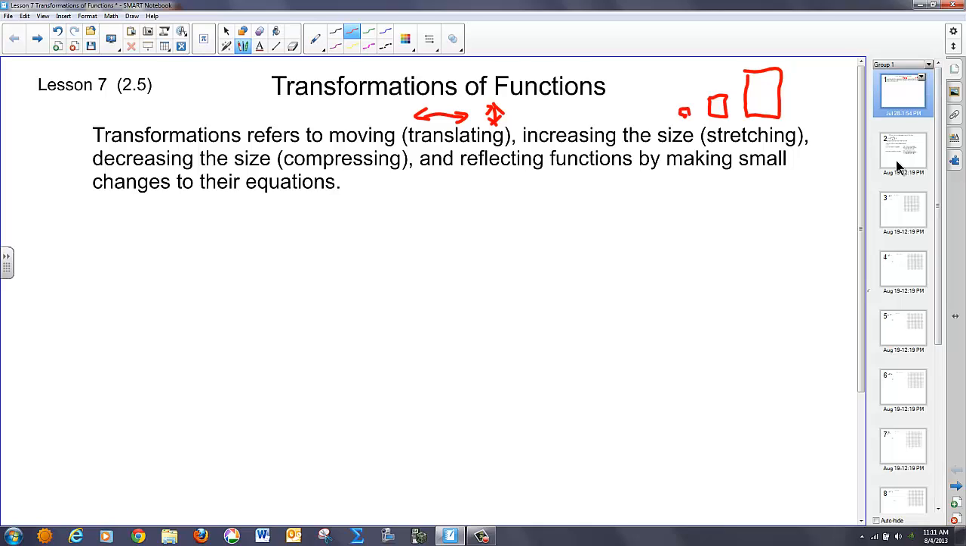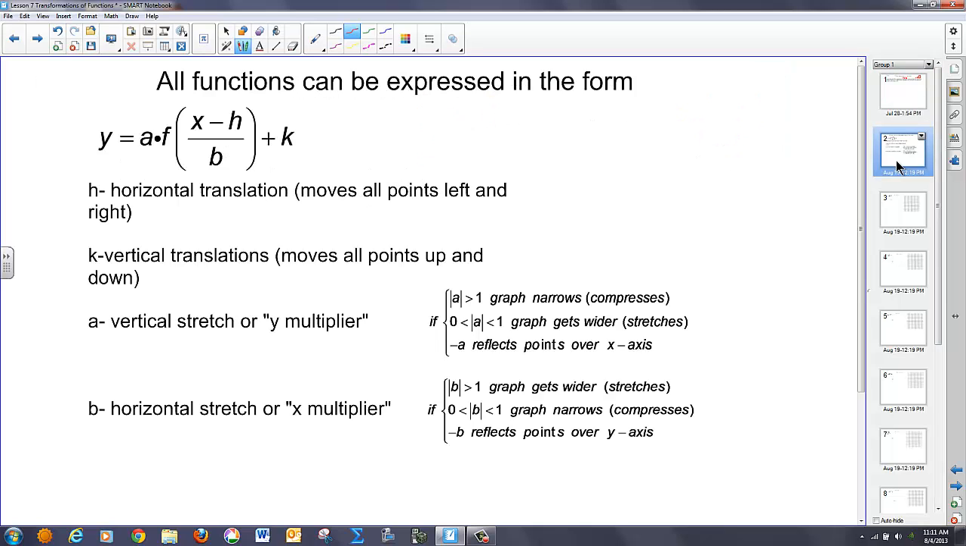So let's get started. We did some of this in Algebra 2. In general, any function can be rewritten in the following form. And the function I'm talking about is any function f of x. So you'll see that in addition to f of x, I have this a multiplied by the quantity of f of x minus h over b plus k. And let's talk about what each of these variables mean.